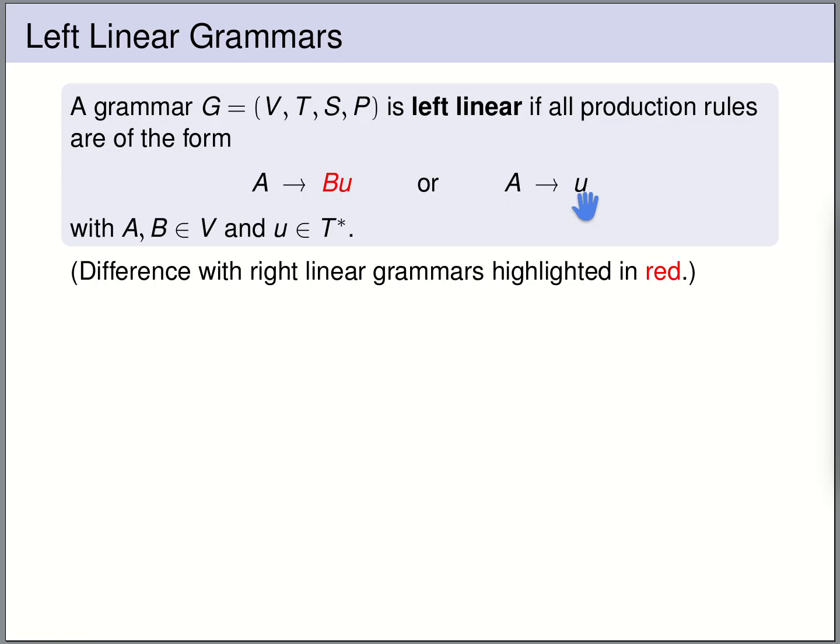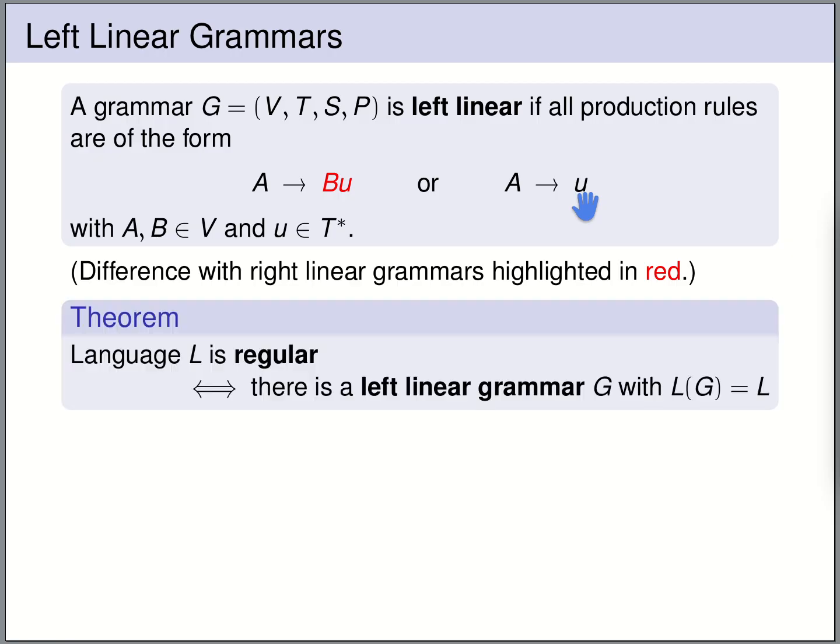Now, what's the difference in the power of left linear and right linear grammars? It turns out that there is no difference in power. They both give rise to the same class of languages, namely the class of regular languages. A language is regular if and only if there's a left linear grammar that generates the language. So also left linear grammars give rise to the regular languages, just as deterministic automata, non-deterministic automata, and right linear grammars. How do we prove that?